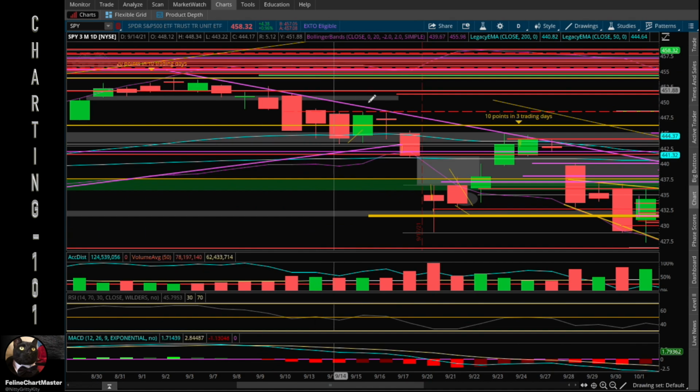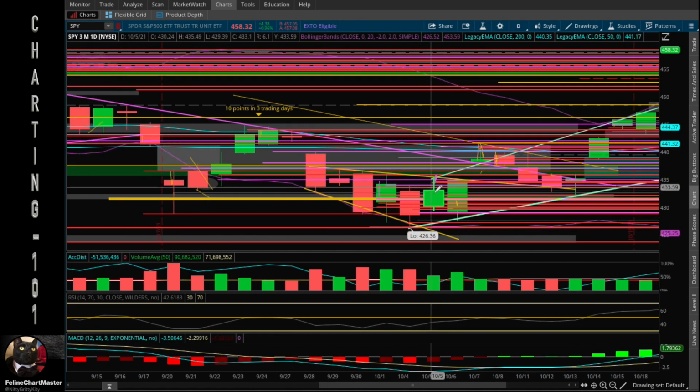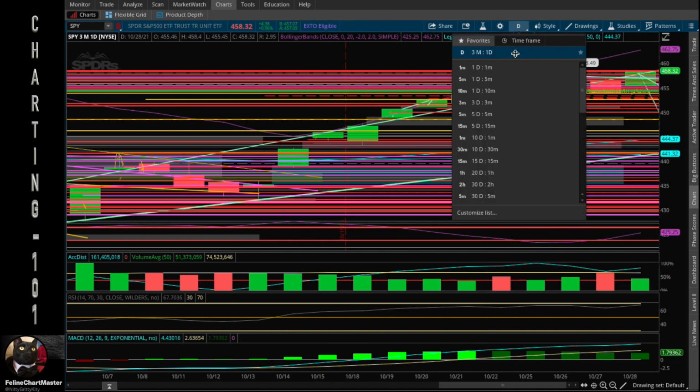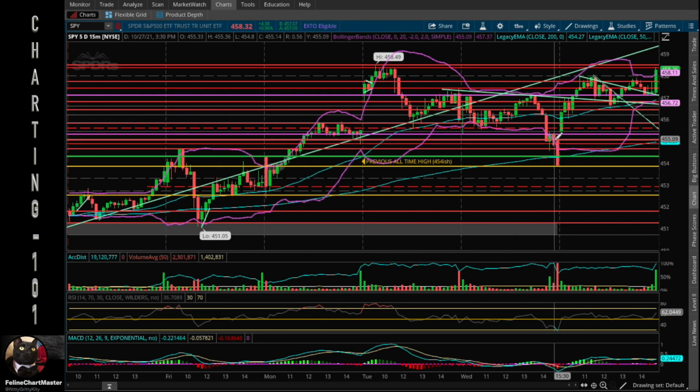Then we had the massive pullback, the big dip, which came back down to about 426.36. And then we had the big run. Now 454 again was that previous all-time high right over here. More recently, if we zoom into the price action, where did this come all the way back down to and literally hit to a T? Right at that 454 level, and then we had a huge rebound up.